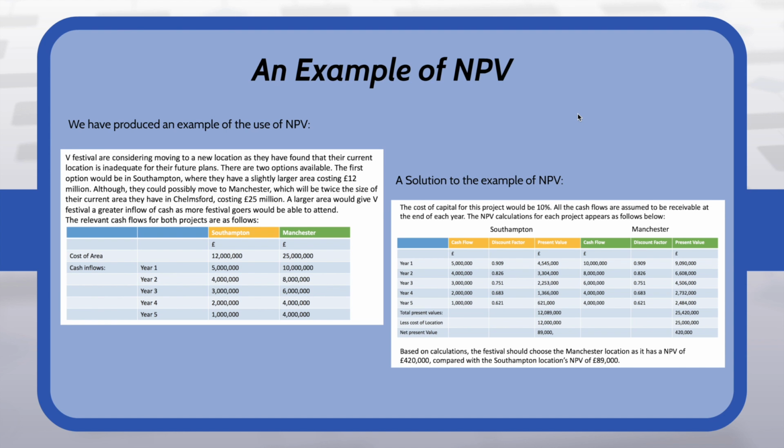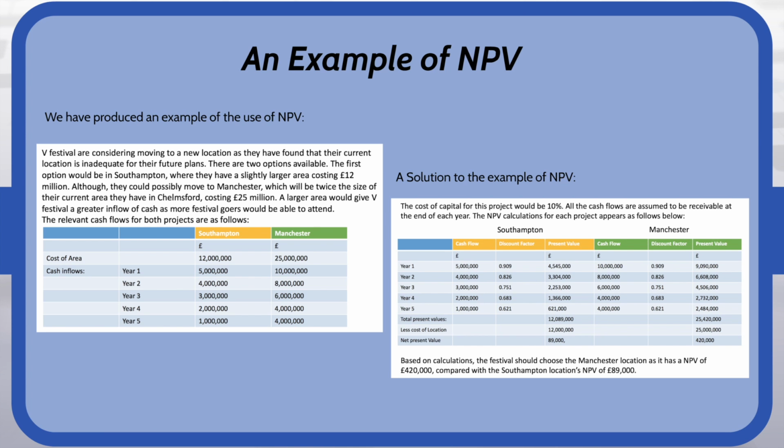The cash flows decrease from first year to fifth year, and with the discount factor added on, that makes the present value for each location, and I've done that for Southampton and Manchester. It totals the present values at the very end of year 5, and for Southampton it was 12,089,000, and for Manchester it was 25,420,000. You subtract the cost of the location, which was 12 million for Southampton and 25 million for Manchester, and that gives you the net present value. For Southampton it was 89,000, and for Manchester it was 420,000.